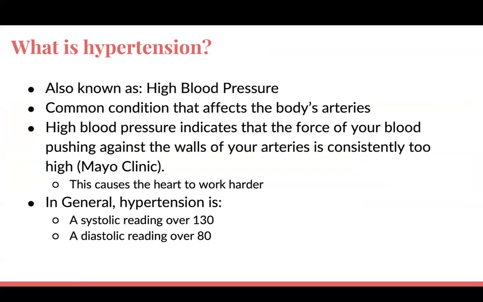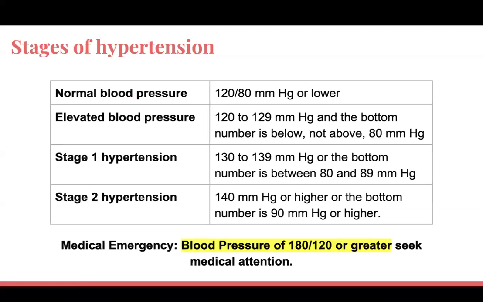So what is hypertension? It's also known as high blood pressure. This is a common condition that affects the body's arteries. High blood pressure indicates that the force of your blood pushing against the walls of your arteries is consistently too high. This causes the heart to work harder. In general, hypertension is classified as a systolic reading, the top number, over 130, and a diastolic reading, the bottom number, over 80. And there are different stages of hypertension.